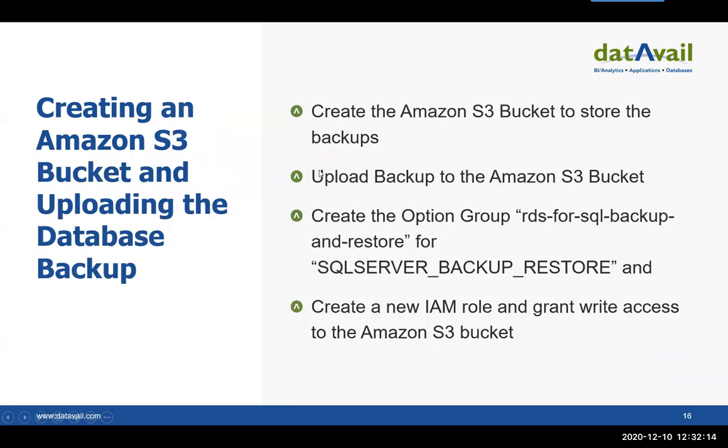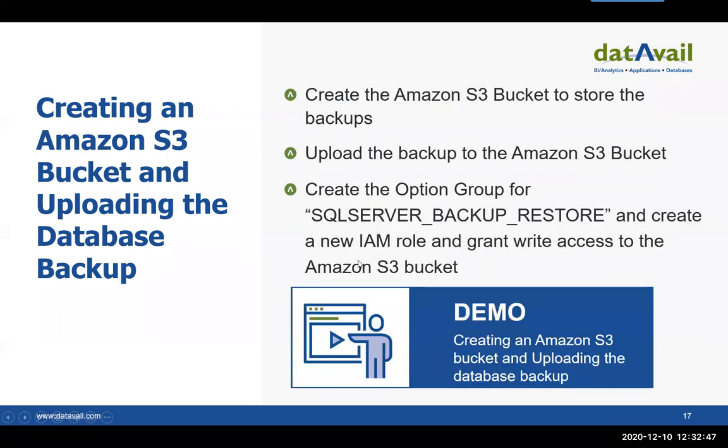All right, now while the instance is getting provisioned, we're going to create a bucket. We're going to create an S3 bucket to store the backups, and then we're going to upload the backup to the bucket. And then we're going to create the option group. Remember, we talked about this before. We need to enable this option in order for you to do restores. In the same process, we're going to create an IAM role and also grant access to the bucket.